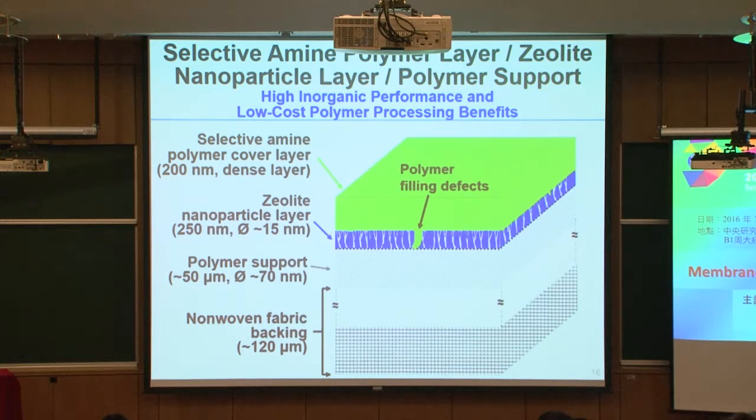So that way, we can reduce the penetration of the top polymer layer that can serve as a selective layer for CO2 separation. Here the nanoparticle is about 40 nanometer in particle size. And then the selective layer on the top is a dense layer, about 200 nanometer. Okay.